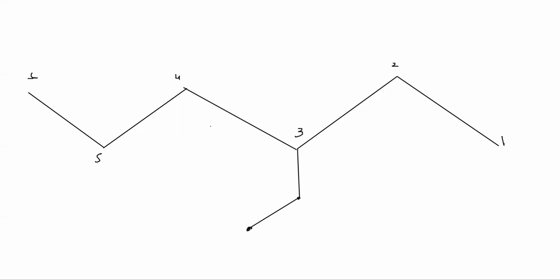So if 2 carbon atoms are in the branch, then this compound is 3-ethyl. Eth because there are 2 carbon, and yl because it's a branch. And 1, 2, 3, 4, 5, 6, so it will be hexane. So it is 3-ethyl hexane. Why ethyl? Because there are 2 carbon atoms in the branch. Is it clear? This structure?